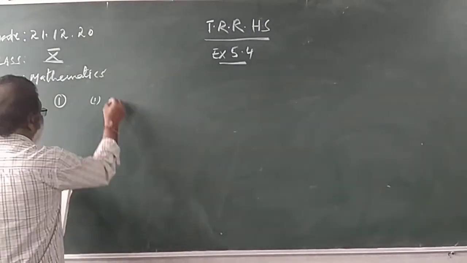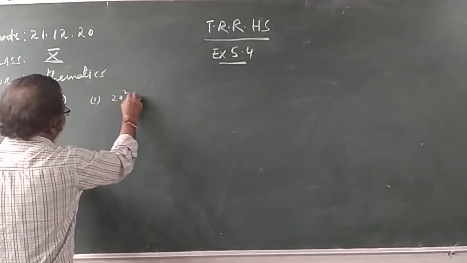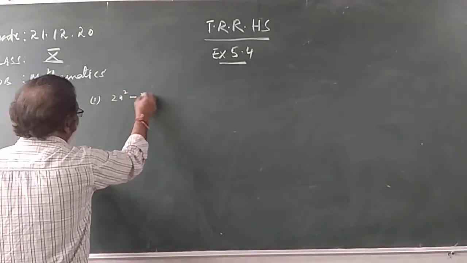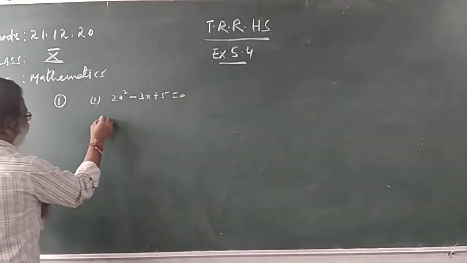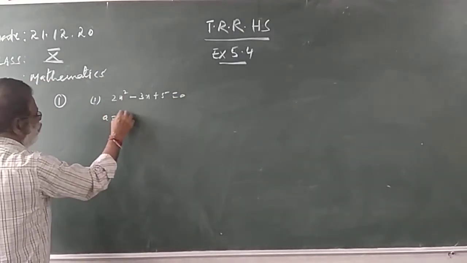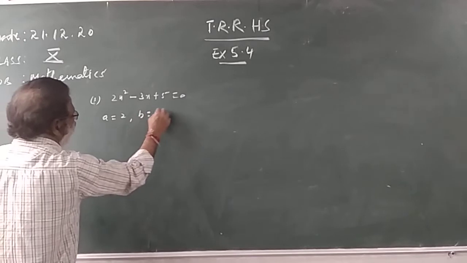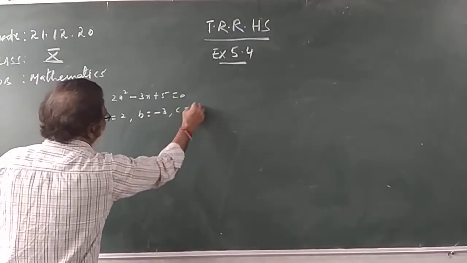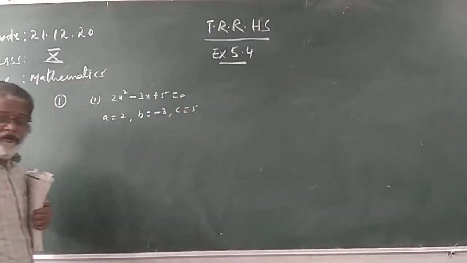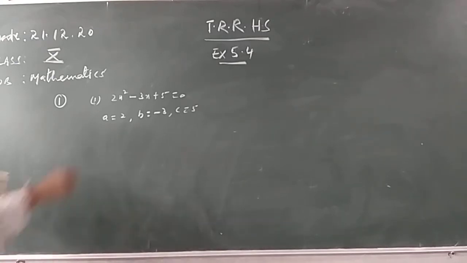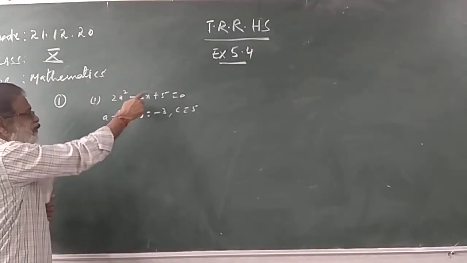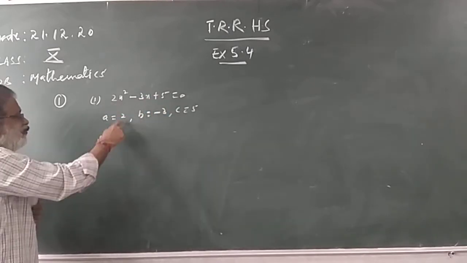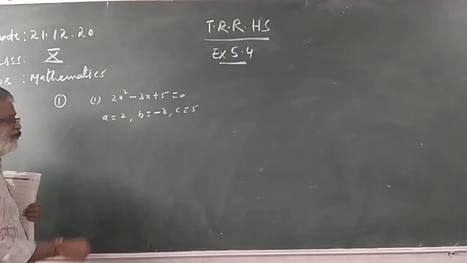First bit: 2x square minus 3x plus 5 equal to 0. So a equal to 2, b equal to minus 3, c is equal to 5. You need to write the coefficients. Coefficient of x square is a, coefficient of x is b, constant is c. a equal to 2, b equal to minus 3, c equal to 5.